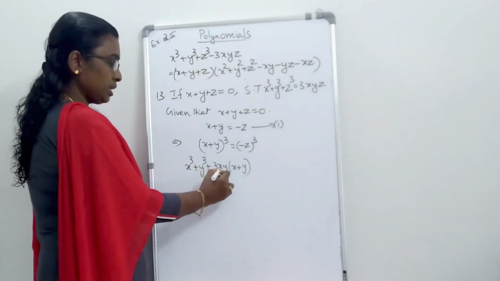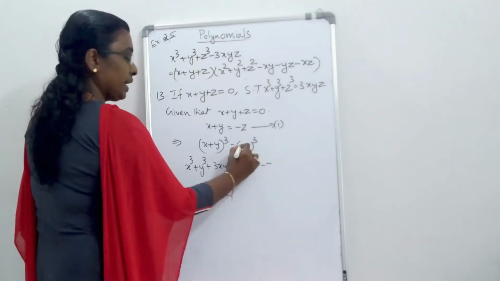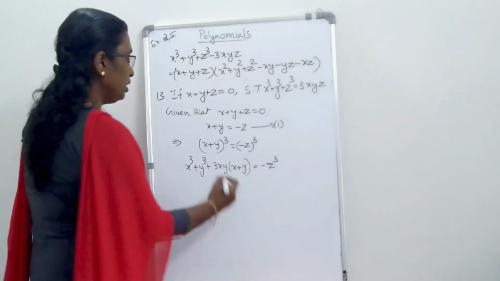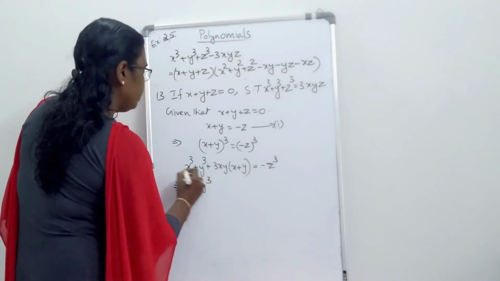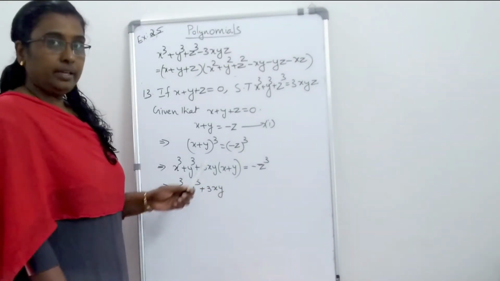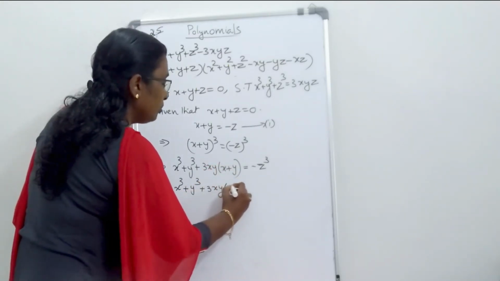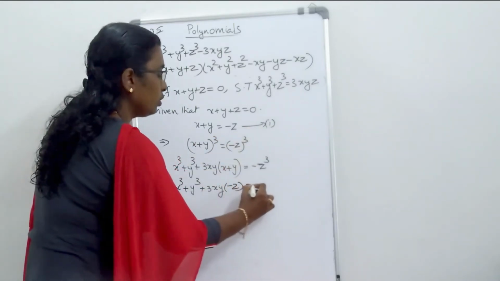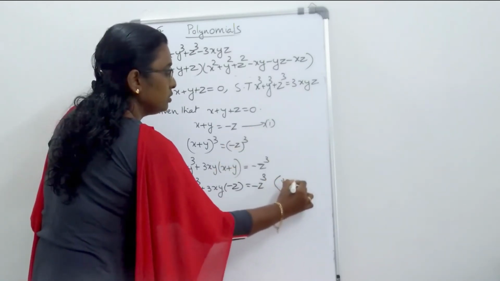X cube plus y cube plus 3xy into x plus y equal to, this minus z cube is minus z cube, since the cube of minus is minus, then z cube. Which implies x cube plus y cube plus 3xy into, here x plus y equal to minus z, so substitute minus z here. Instead of x plus y we write minus z from equation 1, equal to minus z cube.